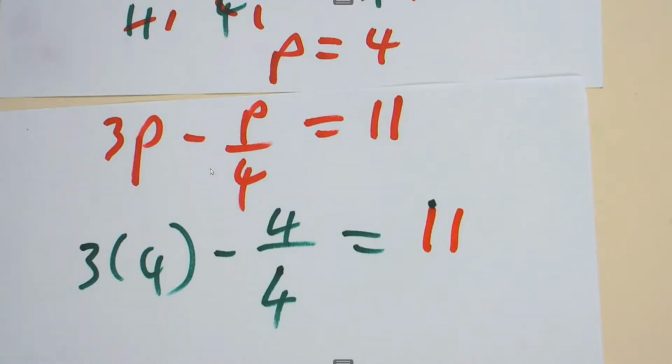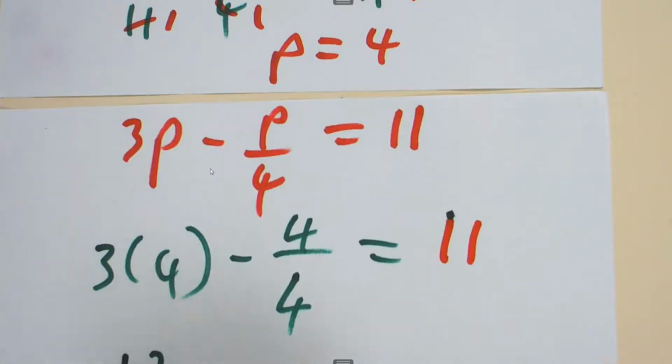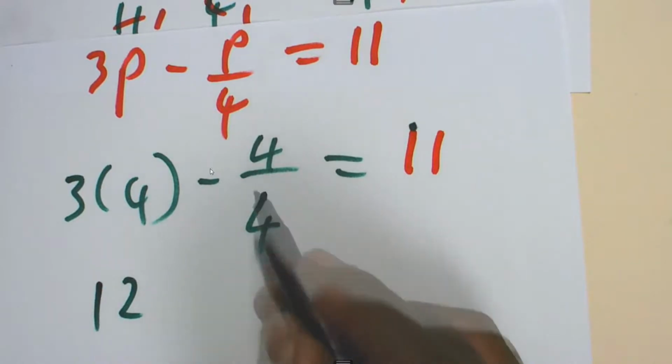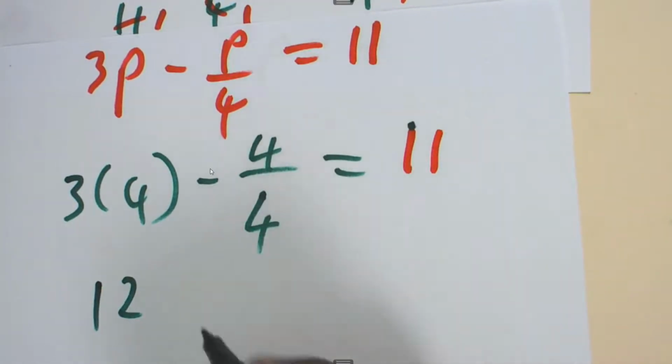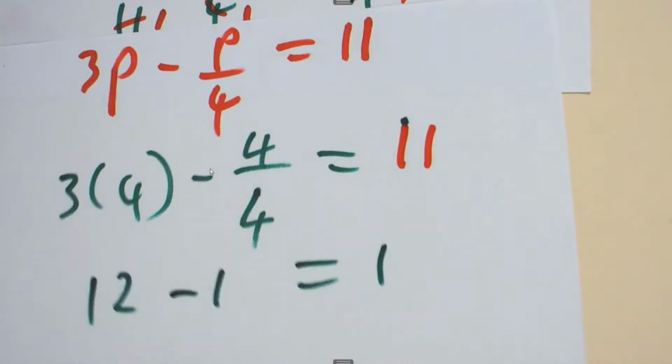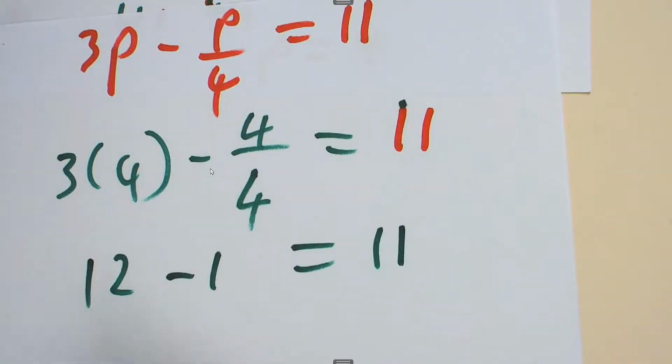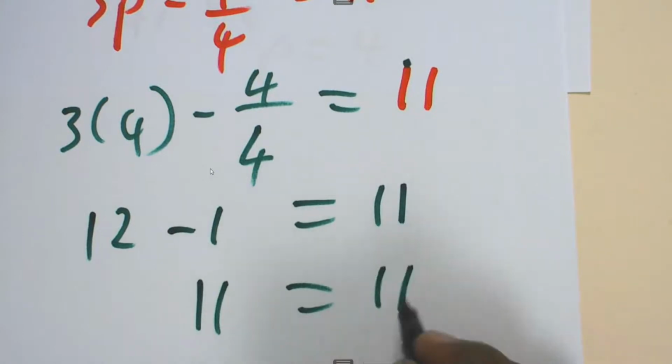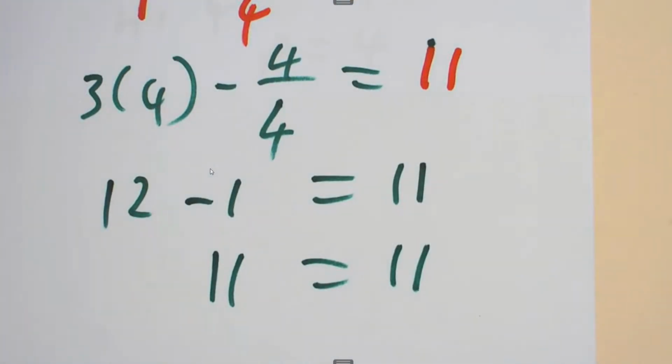Start with the brackets. 3 multiplied by 4 is 12. 4 over 4 is 1, so it's negative 1. And of course, 12 minus 1 is equal to 11. So when they say solve for p, show us the value that will make that statement true. That's how we deal with our equations.